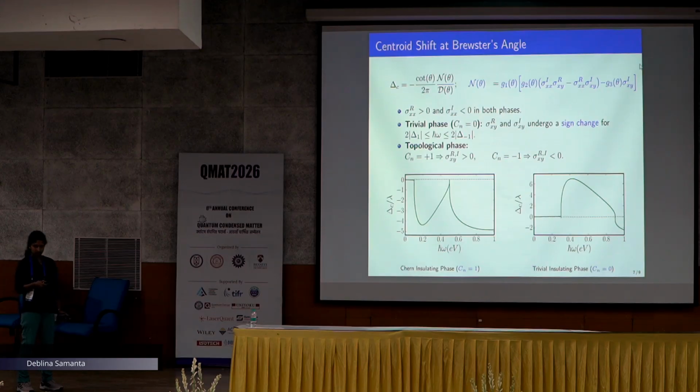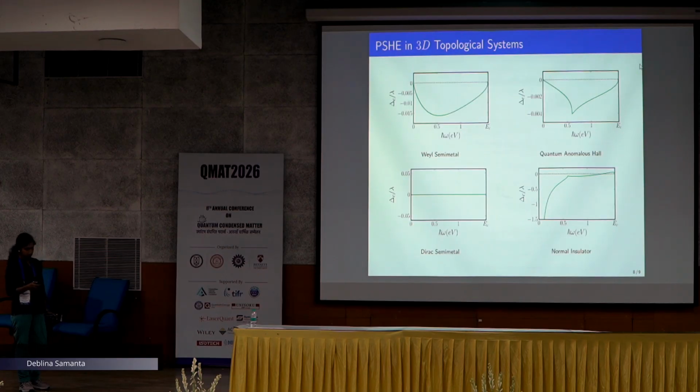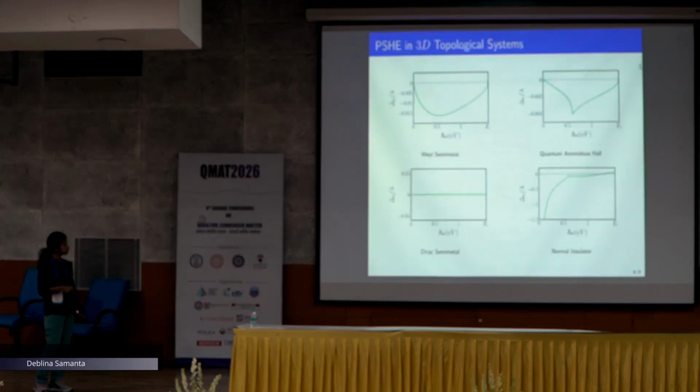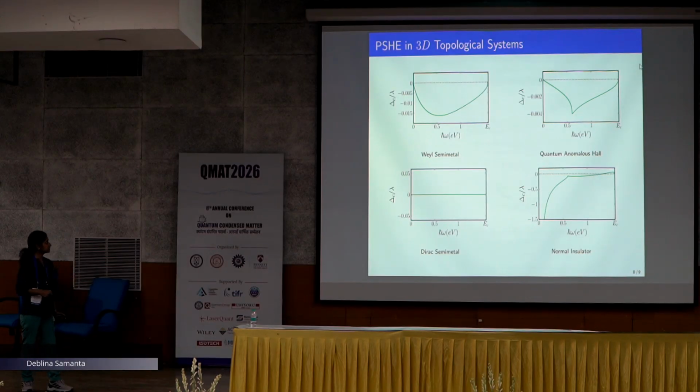So that is how we can detect topological versus trivial phase for charge insulator model, and we have also done that for 3D topological system. So here I am just flashing the results, I will not go into detail. So here for Weyl semi-metal phase, you can see the centroid shift we have plotted, that is always negative, whereas for same gapless system Dirac semi-metal, by annihilating the Weyl semi-metal point, it is basically 0.